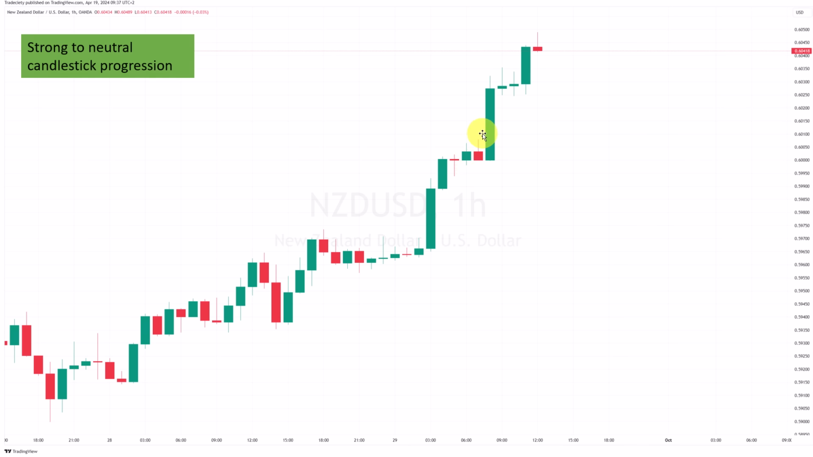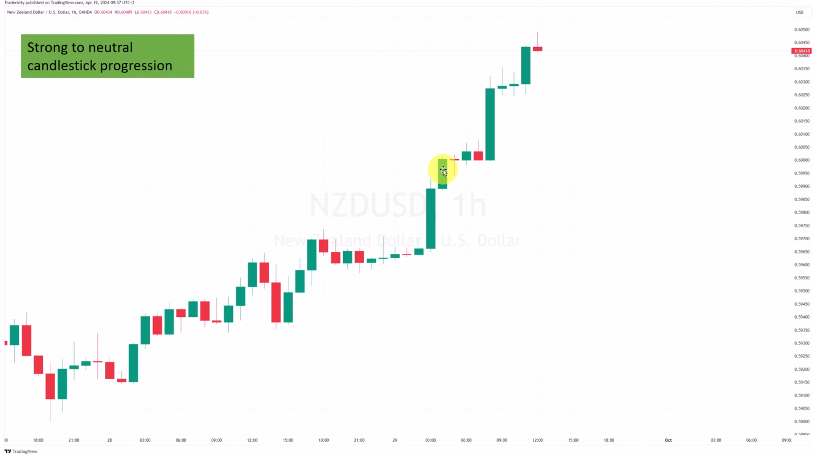Here we have a strong to neutral, so bullish to neutral, candlestick progression. Whereas the previous candlestick was bullish, now we have a neutral one. The candle is red, the market was not able to close above the highs. But is this enough to go short? No, of course not. And you can see that this is quite common in an uptrend.